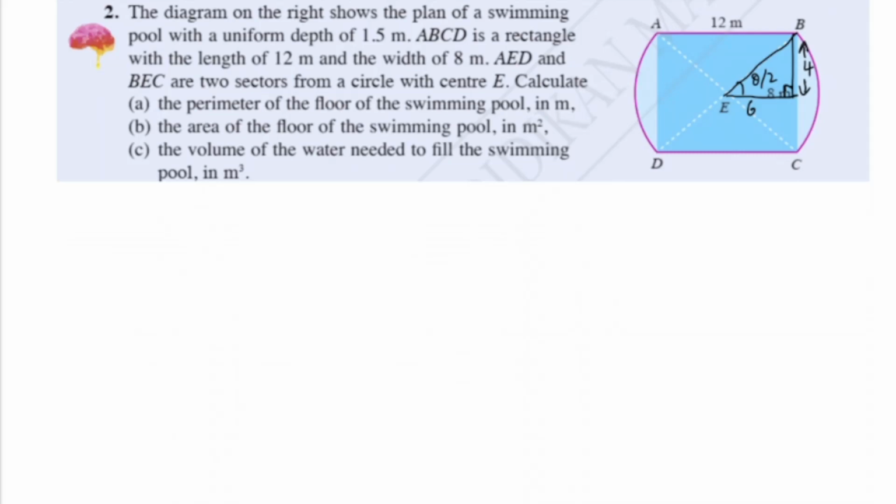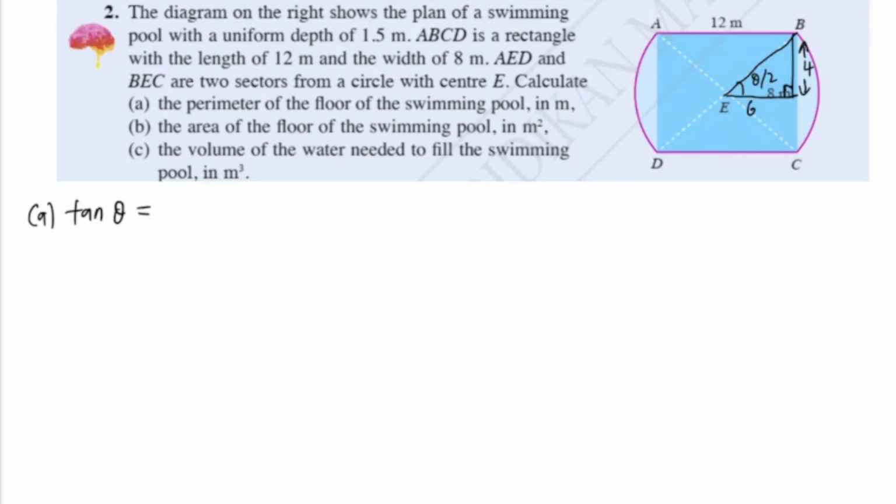In order to find the perimeter, of course, we need to find the length of arc BC. But before we find the length of BC, we need to find the angle theta, which is BEC. So I'm going to draw a right angle triangle there, as you can see. The opposite is 4, the adjacent is 6, so we should use tangent, right? So we have to use SOHCAHTOA, trigonometry.